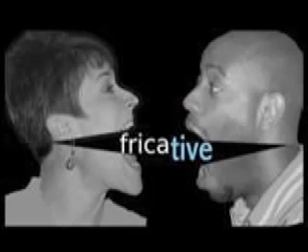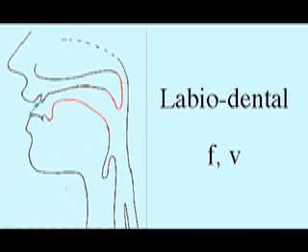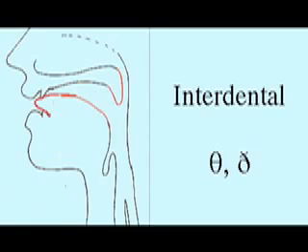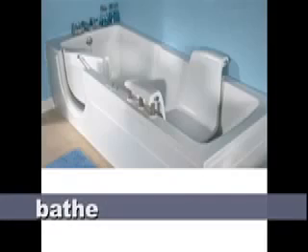Another set of consonants are the fricatives. Fricatives are produced by constricting the airflow through the vocal tract. The labiodental fricatives, f and v, are produced by biting down on the lower lip, as in fluff and verve. The interdental fricatives are made by putting the tongue between the teeth and forcing air through the opening. These are heard in the words thigh and bathe.